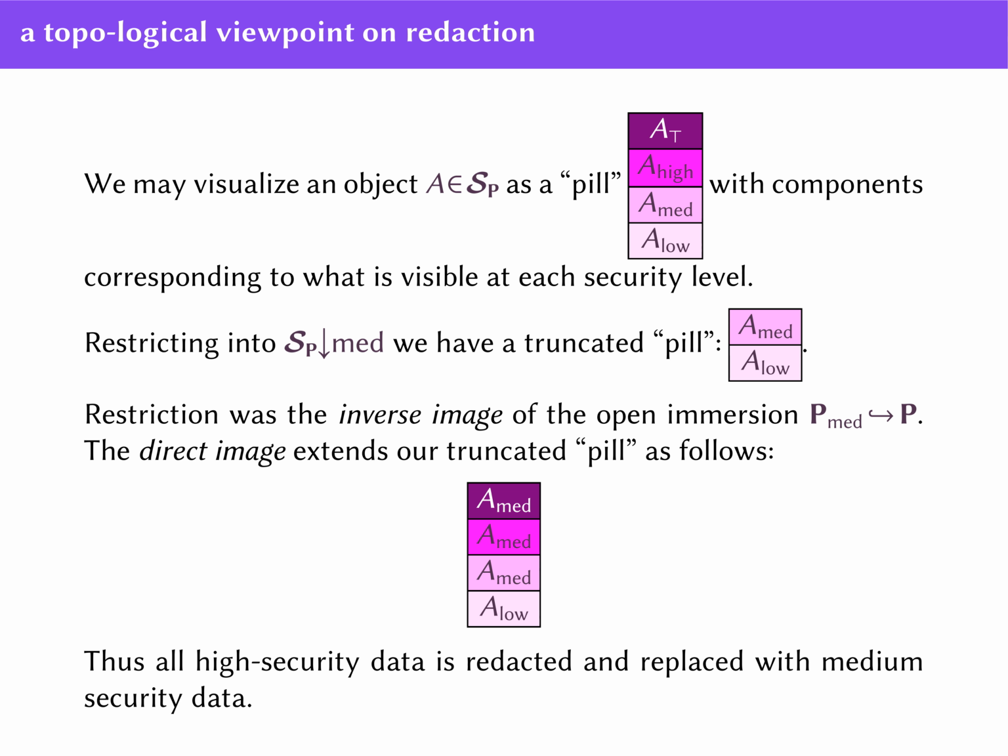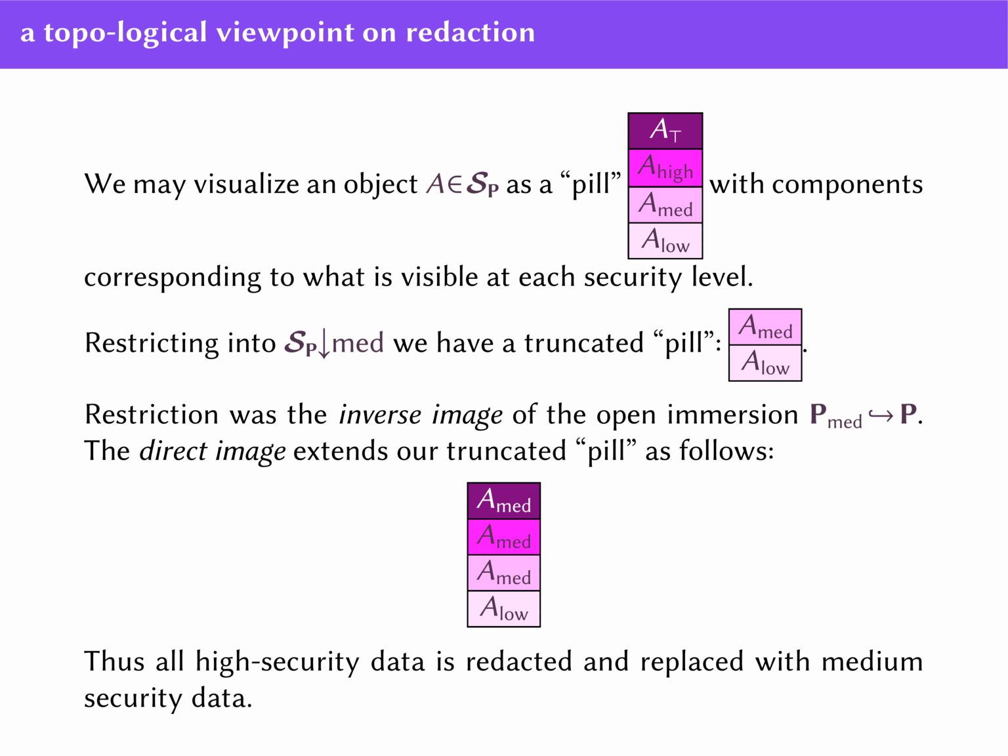We may visualize a sheaf A as a pill with components corresponding to what is visible at each security clearance. Restricting to the open subspace determined by the medium security clearance, we have a truncated pill that contains only the data visible at the medium and low security clearances. Restriction was the inverse image part of the open immersion from the medium security truncation to the entire space. The direct image functor, which is right adjoint to inverse image, extends our truncated pill as follows. It fills in the missing data by the limit of the data that it had.